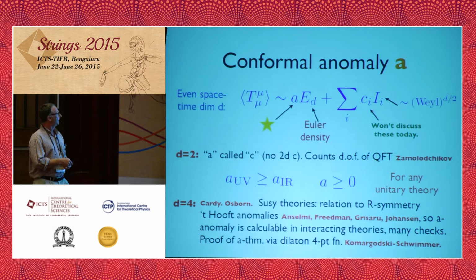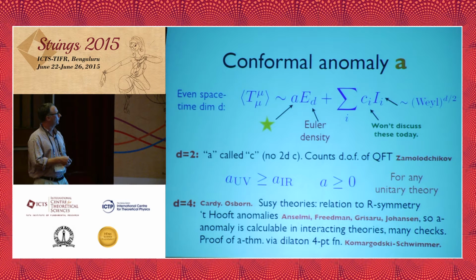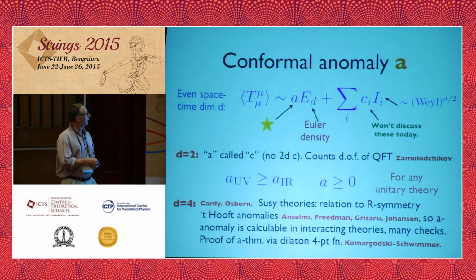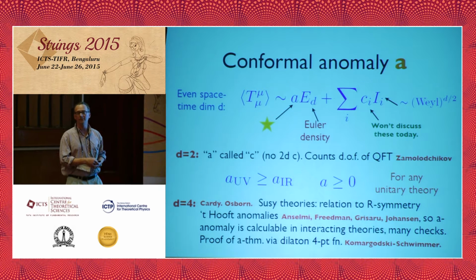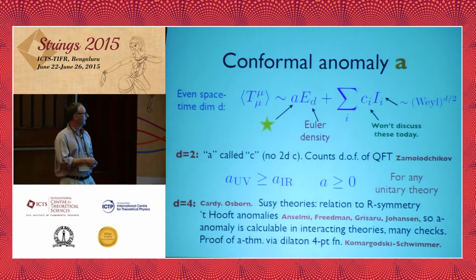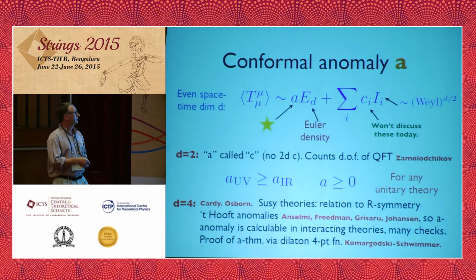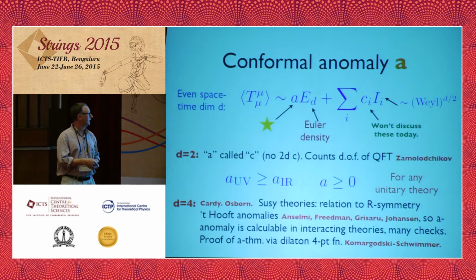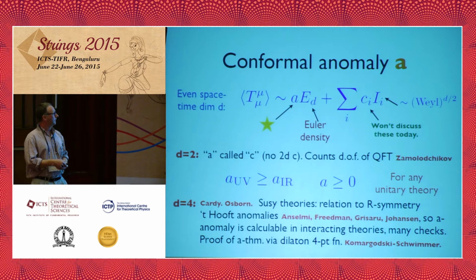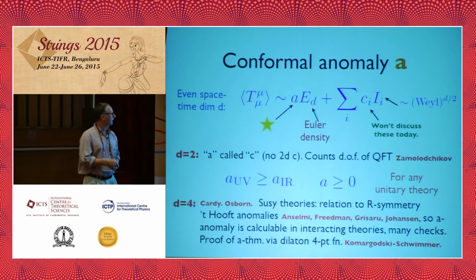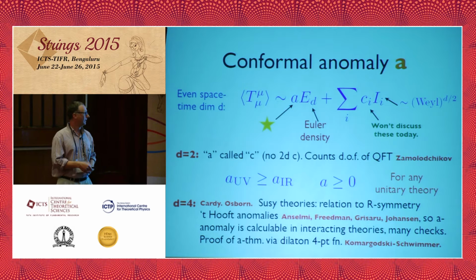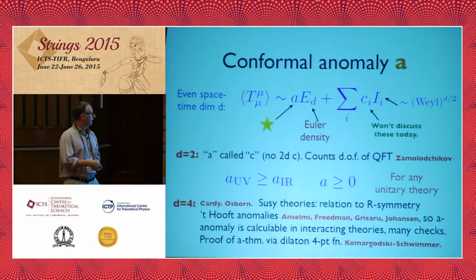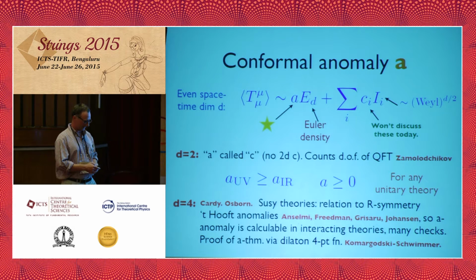In four dimensions, Cardy conjectured that the same properties should hold for the same quantity A. There were many works after that by Osborn who explored this in perturbation theory and wrote down a candidate A function. In supersymmetric theories, this quantity A turns out to be related to the R symmetry 't Hooft anomalies, as was shown by Anselmi, Freedman, Grisaru, and Johansen. This is a very powerful connection which allows the A anomaly to be calculable even in interacting theories using the power of 't Hooft anomaly matching. This led to many checks of the a-theorem. And finally, there was a recent proof of the a-theorem by a dilaton four-point function by Komargodski and Schwimmer.